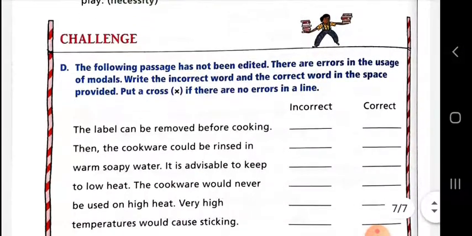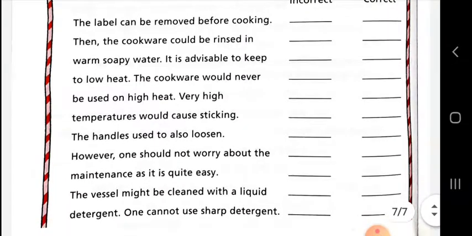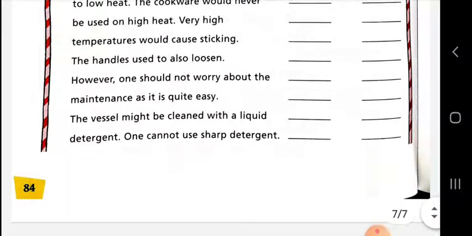And exercise D is given. The following passage has not been edited. There are errors in the use of modals. Write the incorrect word and the correct word in the space provided. So dear student, you have to check the sentences, and if there is incorrect use of modals, then you have to correct them. So you read the sentences and try to solve them. If you are unable to solve them, then I will help you in our next video.